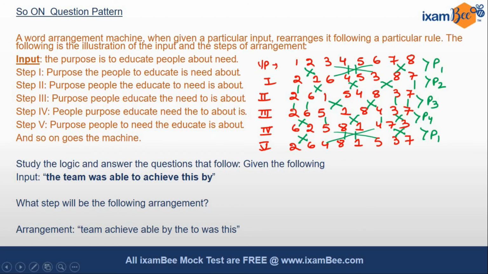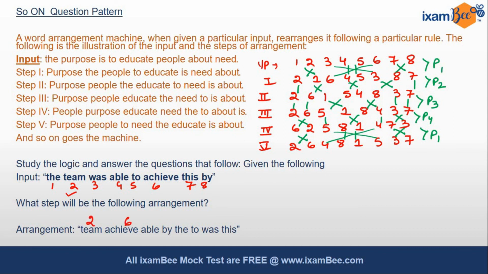So friends, I have redrawn the diagram. As you see in the 5th step, pattern 1 is being repeated. So the first thing we have to do is to number our input. So we have numbered our input. Now let's try to understand the arrangement which is being asked in the question. So we know that team here denotes 2. So 2 will mark here.